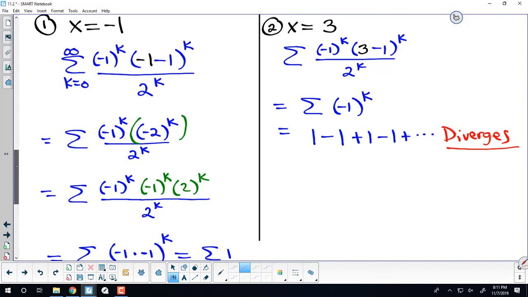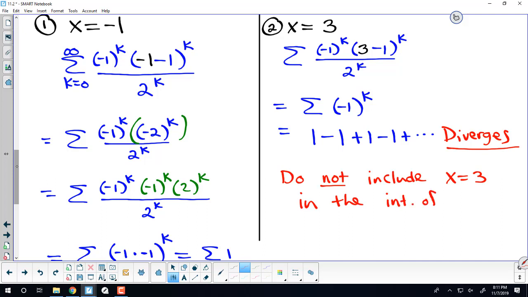So again, that means we do not include x equals 3 in the interval of convergence. We'll keep consistent language here. So sometimes you end up including both, sometimes you end up including one, sometimes you still end up excluding both. It really depends on the series, what those values are. So you have to remember to test.